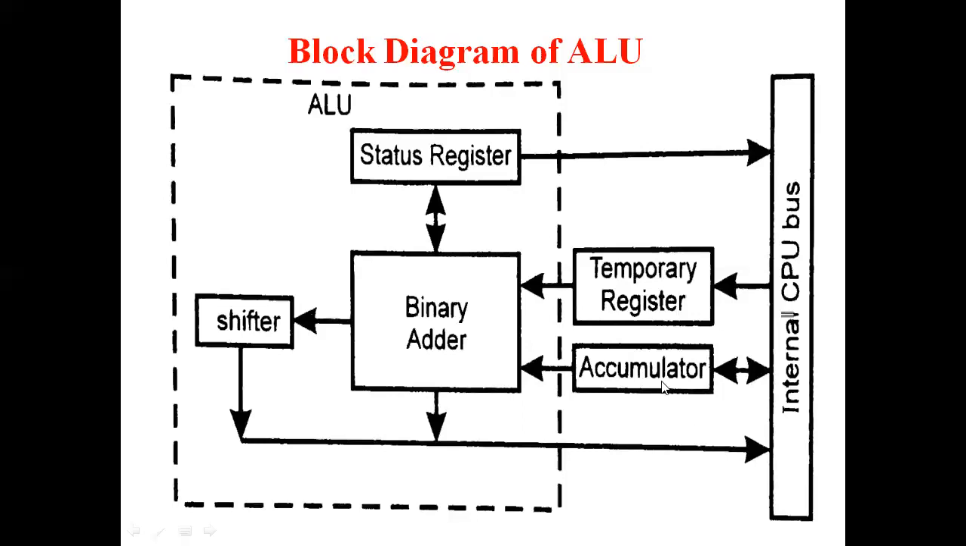Next one is the accumulator. Another name for the accumulator is the A register. It is an 8-bit register. It is used in the 8085 to perform arithmetic and logical operations. All data transfers between the CPU and I/O devices are performed through the accumulator only. So finally the result will be stored in the accumulator.